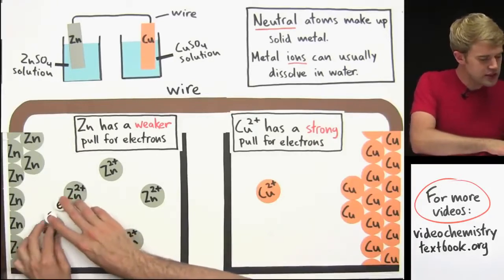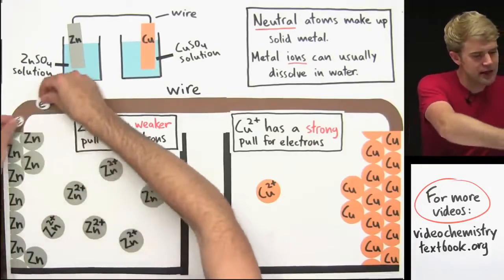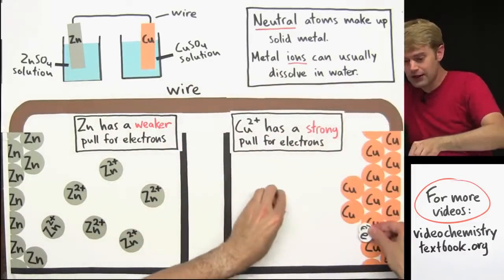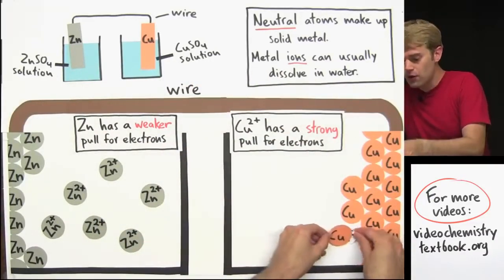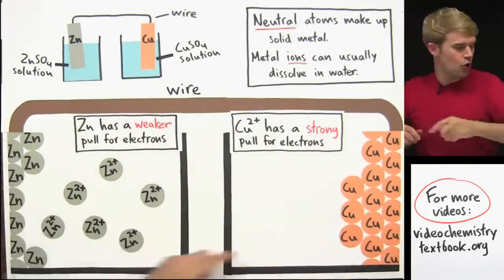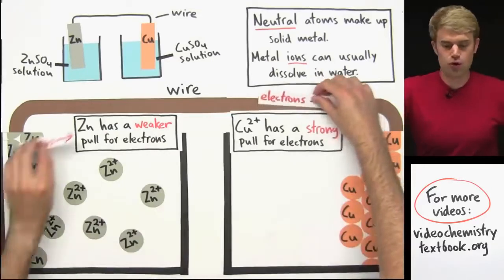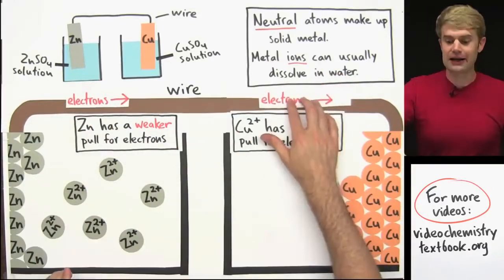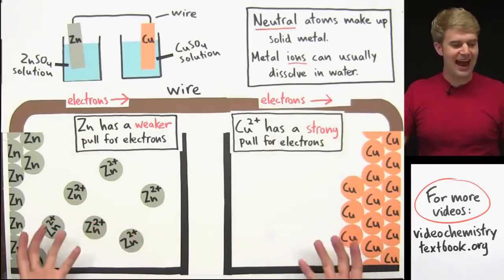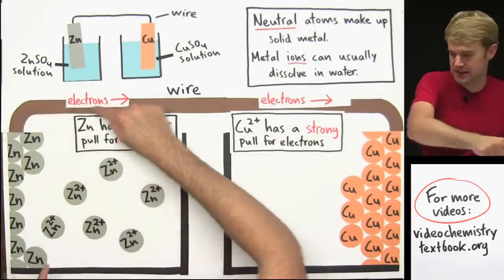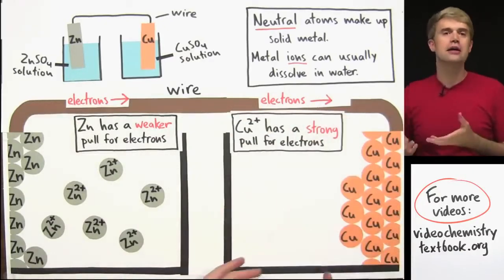Zinc loses these 2 electrons. They move through the wire, creating electricity. They come over here and they join up with the Cu2+, turning it into neutral copper. We have these electrons moving through the wire here, creating electricity. So that is how we get electricity, from these electrons moving from the zinc over here into the copper.